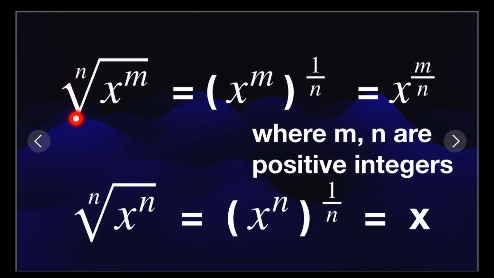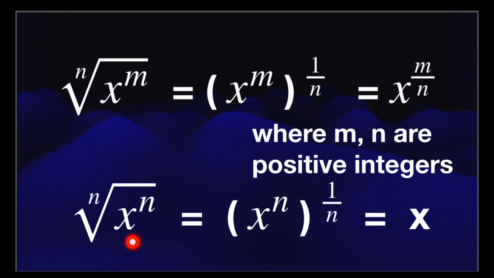So this is the nth root of x raised to m. To remove this radical sign, we will write it within brackets raised to 1 upon n. This becomes x raised to m, raised to 1 upon n. And then you just do an ordinary multiplication of these two indices. So this is equal to x raised to m upon n. M is multiplied with the numerator, n is as it is in the denominator, m upon n, where m and n are positive integers.